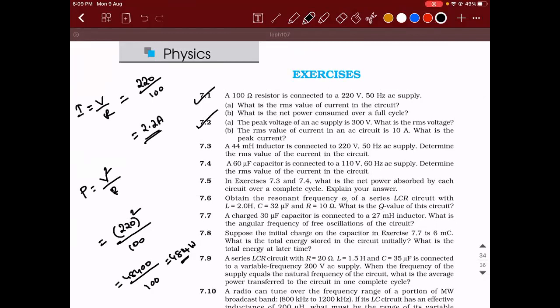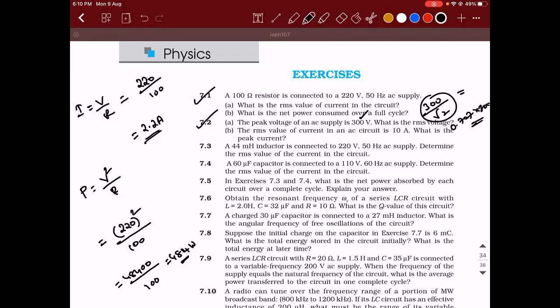7.2. The peak voltage of an AC supply is 300 volt. What is its RMS value? V0 divided by root 2. Sorry? VRMS is equal to? V0 divided by root 2. Correct. 300 divided by root 2, or 0.707 times 300. If you do that you'll get that value.